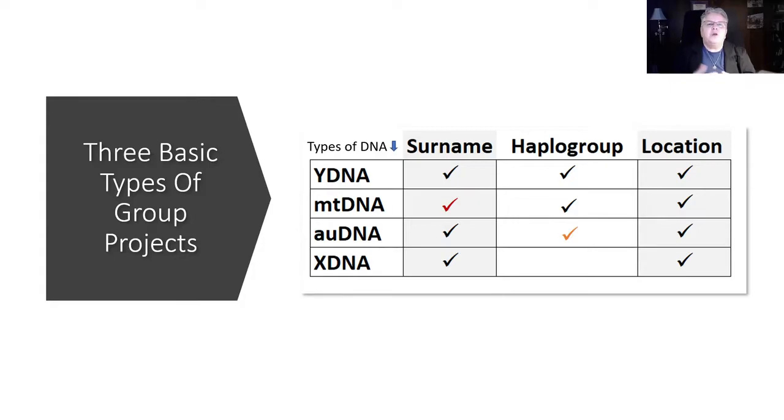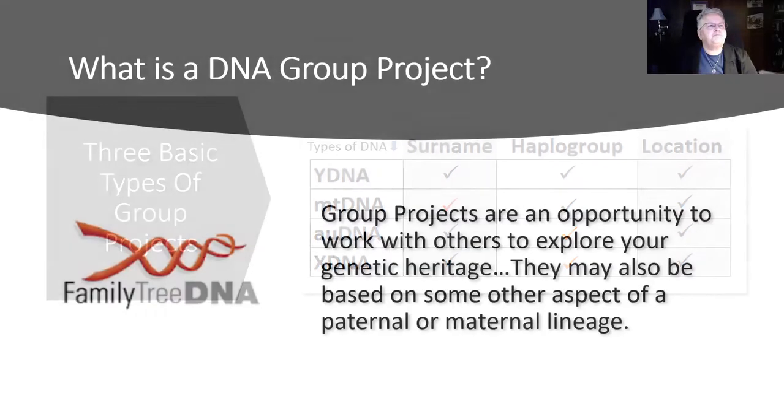GEDmatch, if you are looking at your DNA matches on GEDmatch, they also list the haplogroups of your test takers if they've taken a Y or mitochondrial DNA test, and you may be able to find it there. And it's the same thing with X-DNA. You want to be able to work that haplogroup information. But for all types of DNA, you can work surname, haplogroup, and location very easily using DNA group projects.